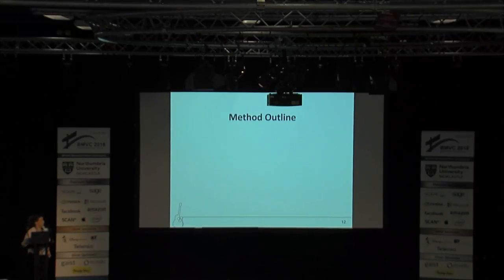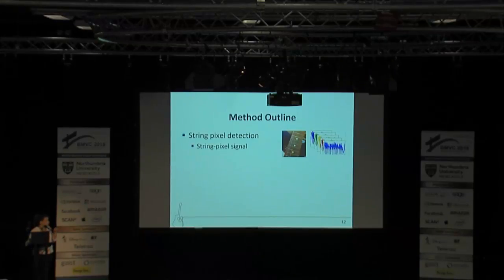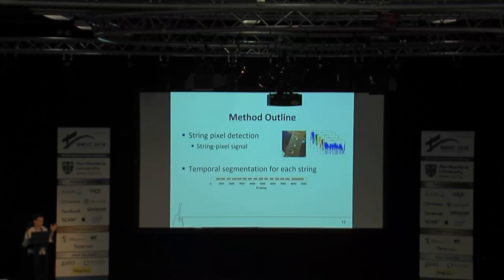So let's go over our method outline. First of all, we need to obtain those pixels that are near the string. We call those string pixels. And then for each one of these, we will have a signal. Then we can go about analyzing those signals in musical context. So first we have the temporal segmentation, which is actually to say when a note is being played, when does it start and then when does it end. And then once we have the temporal information, we can actually say what is the note that is being played.